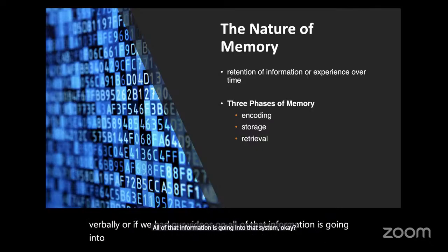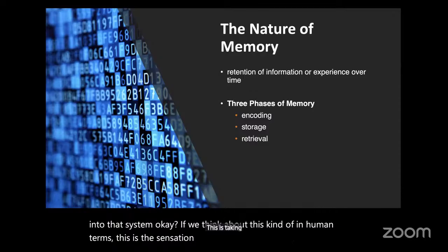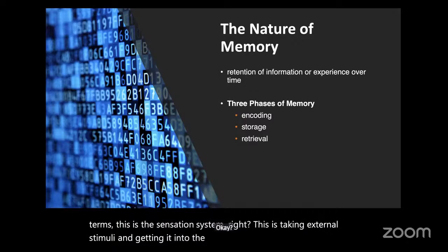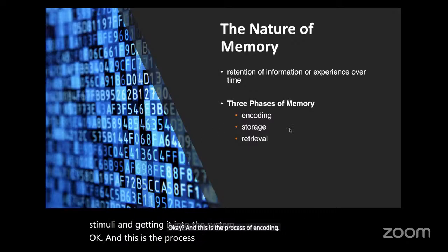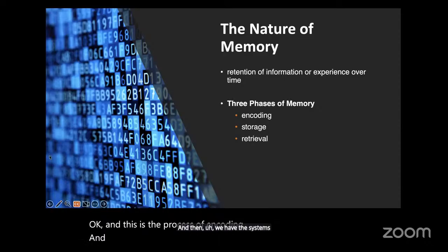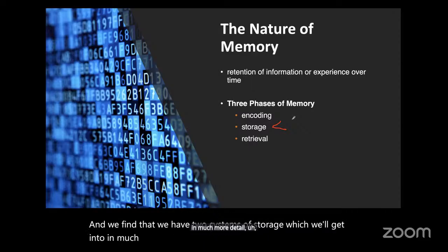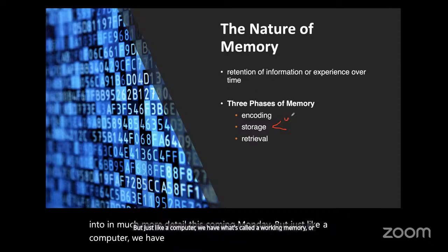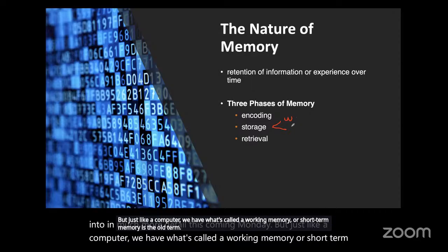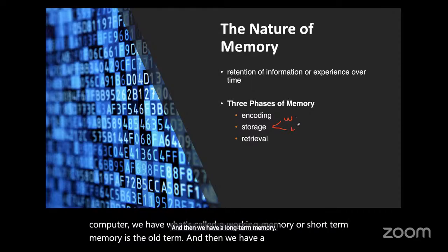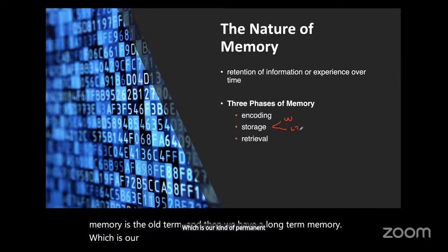If we think about this in human terms, this is the sensation system, right? This is taking external stimuli and getting it into the system. And this is the process of encoding. And then we have the systems of storage. And we find that we have two systems of storage, which we'll get into in much more detail this coming Monday. But just like a computer, we have what's called a working memory, or short-term memory is the old term. And then we have a long-term memory, which is our kind of permanent storage unit for our system.